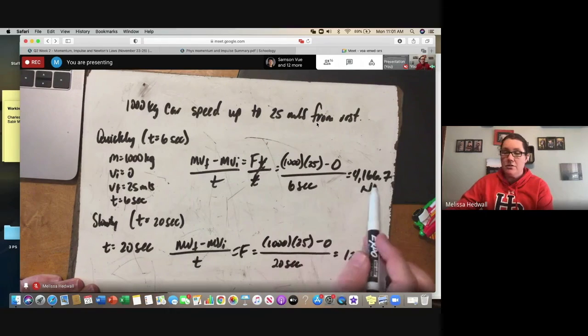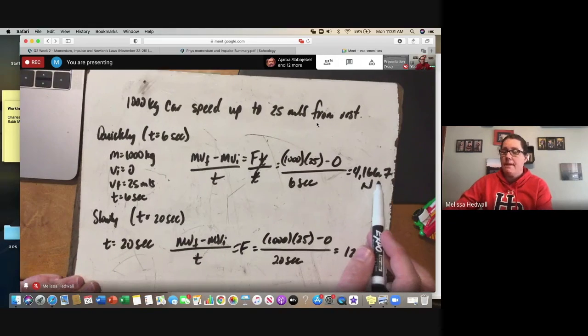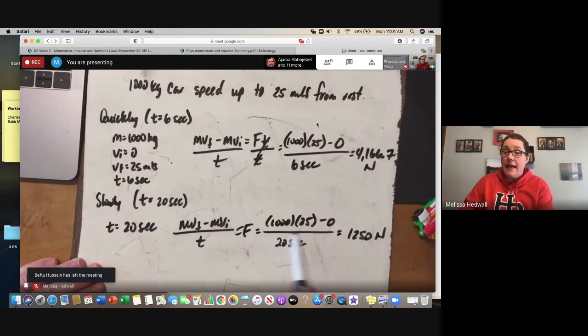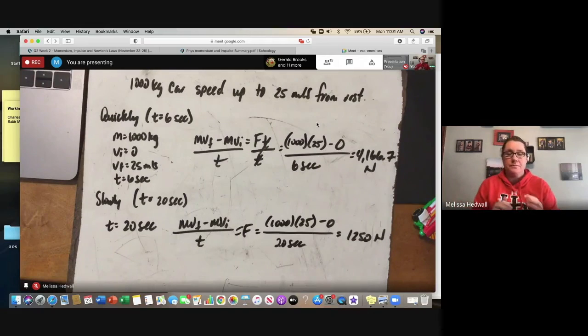So considerably less force when the time goes up. Short time, larger force. 6 seconds, we have 4,166.7 newtons. Same change in momentum, this time over 20 seconds, and we have 1,250 newtons. So as the time goes up, the force goes down. I'll leave this on here. Any questions on this one?